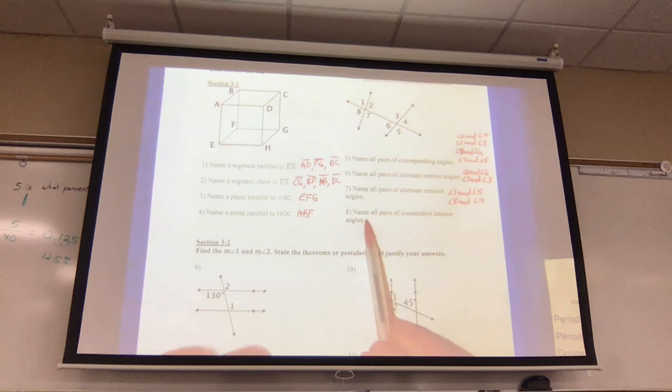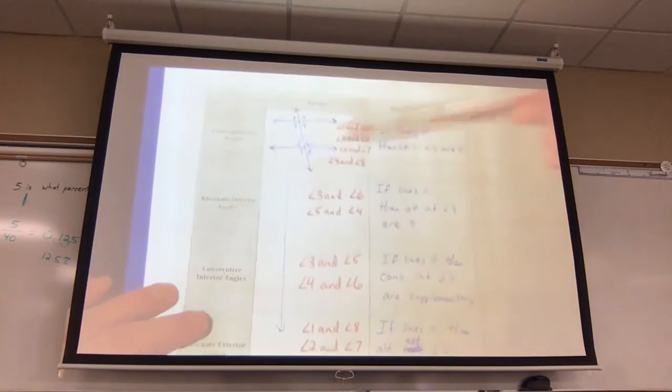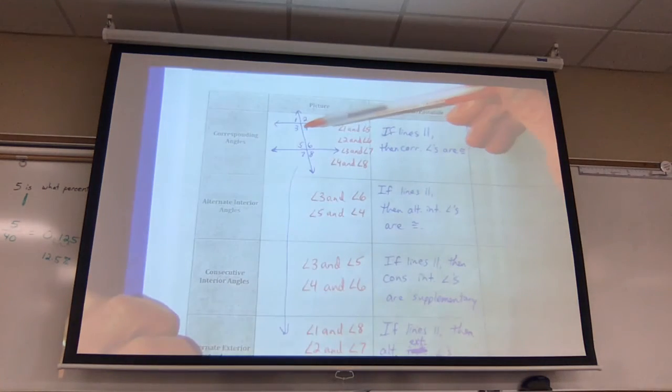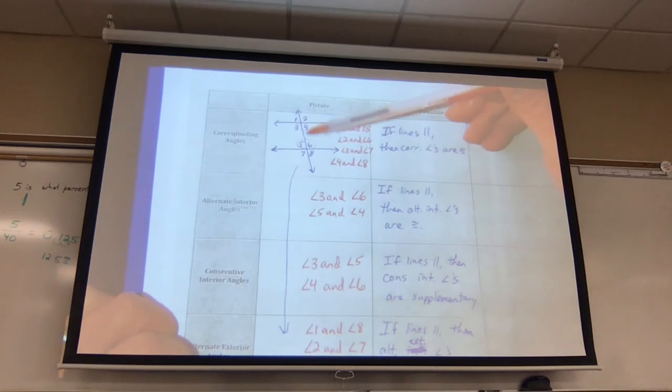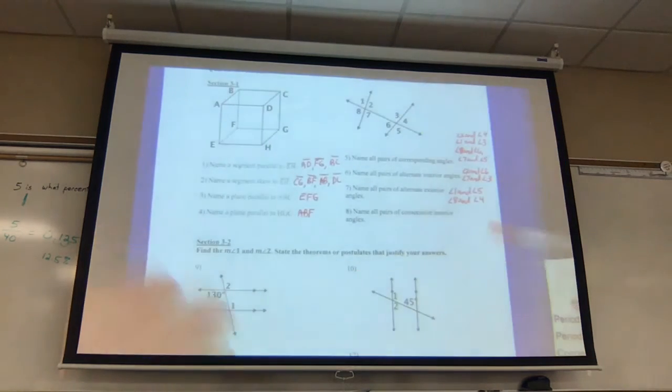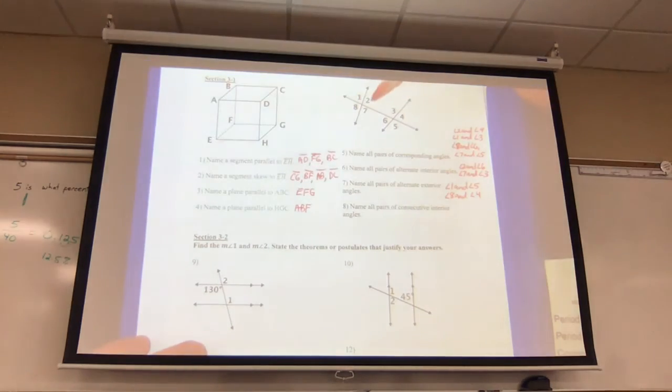And then our last one, they want us to name all the pairs of consecutive interior. There's going to be 2 of these. Consecutive interior, once again, if I go back to our picture here, consecutive interior are going to be same side of the transversal, and they're inside the two lines being intersected, like 3 and 5. So if I go back to my picture over here, angles 2 and 3 are both inside the lines being intersected and on the same side of the transversal. That makes them consecutive interior.